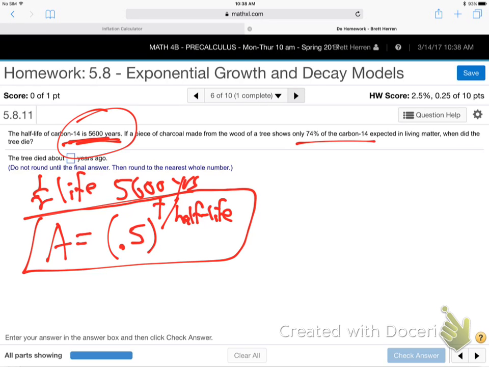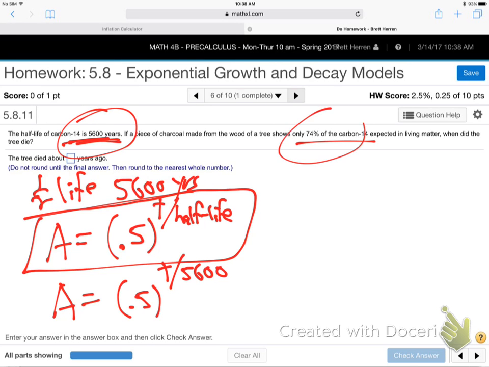All right, so you ready? 0.5 to the T over, what is the half-life? 5,600. So there's our formula. I totally skipped phase 1 by just using that. Just jump right to here. And so then all we got to do is, no, they are being a little tricky.